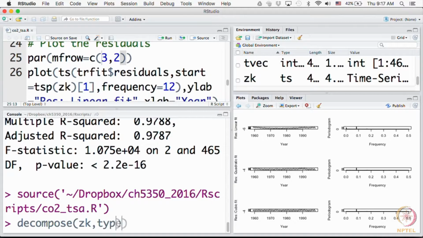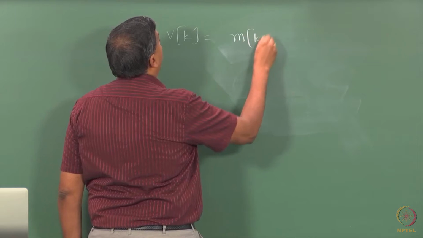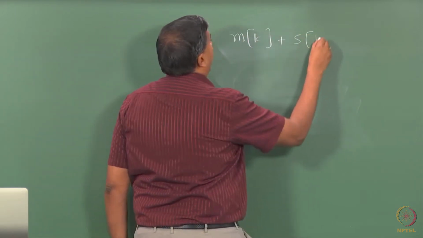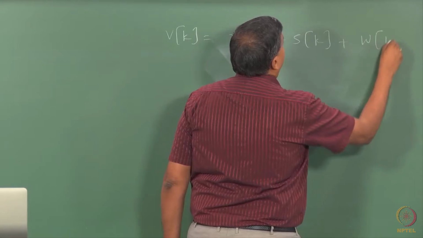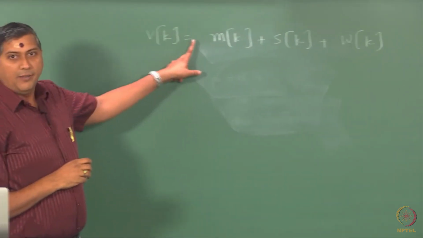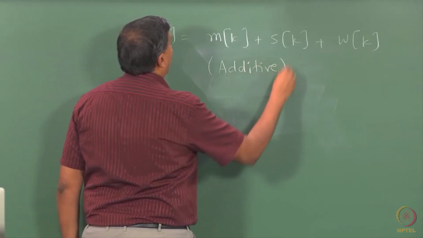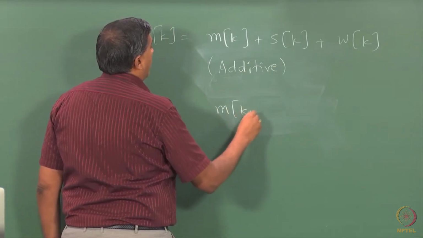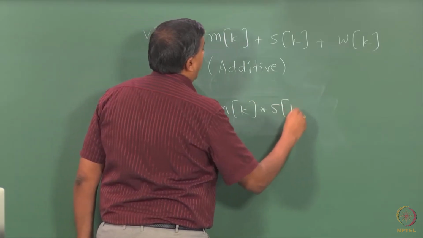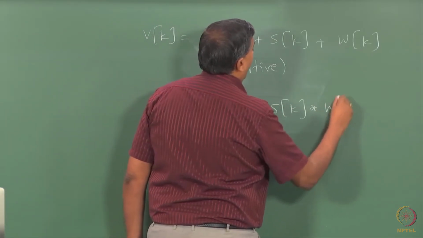So, in the decompose, we can specify whether we think of this series as an additive model. We know what is an additive model, right? Additive model is where you assume the trend and seasonality and the random component add up. So, Mk is a trend, and then you have Sk, the seasonal component, and then the stationary component. This is your additive model. Whereas, in the multiplicative model, you assume that the series is a product of these three components.